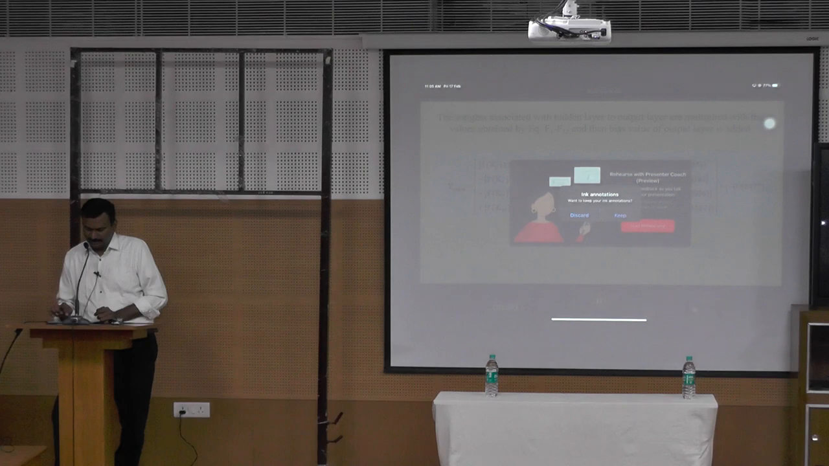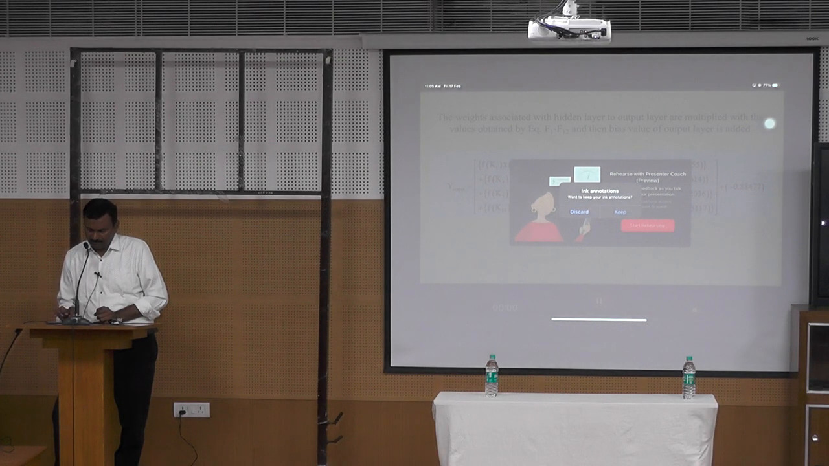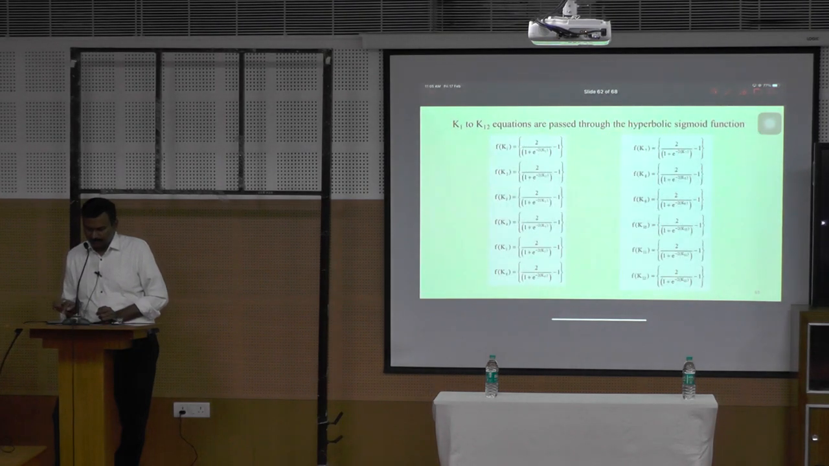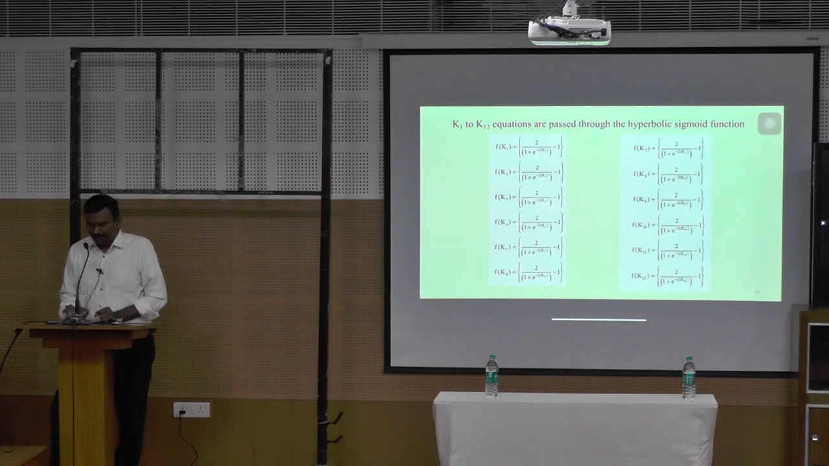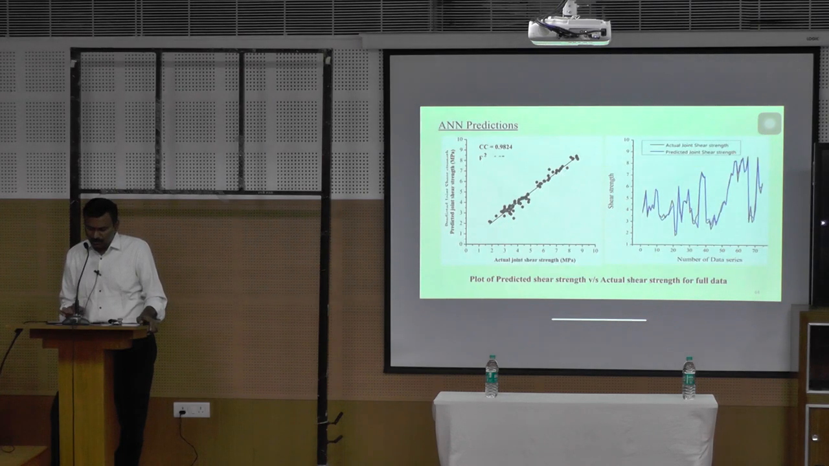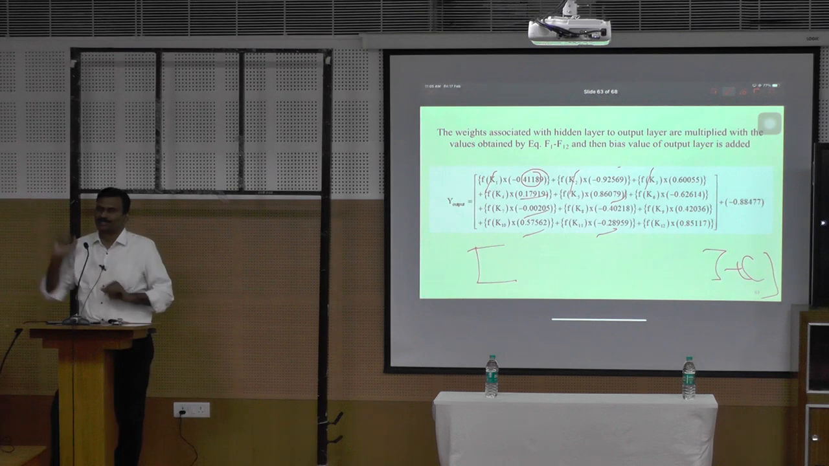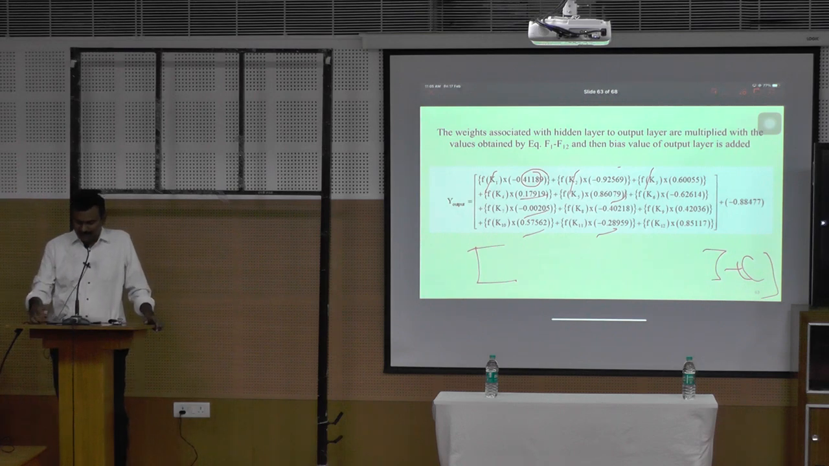K1 is given. What is the formula? K1 is equal to 2 by 1 plus e power this formula. Then I substitute the values of K1, K2, K3 and multiply with this constant. Up to this, we are trying to find only this numerical value. Then all the rest of the things are fine. So you give the input, it's my formula, you can get the CS vector. So this is the end.